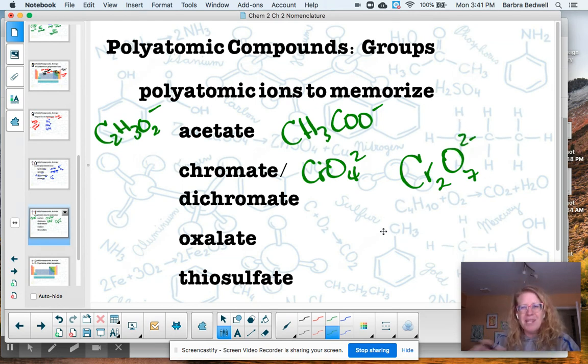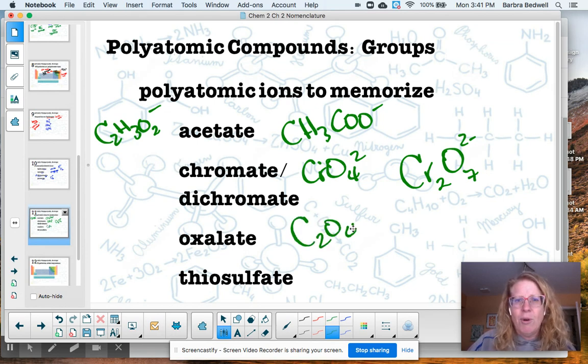So again, it's almost like a double chromate. For me, that one's not too hard to remember. Oxalate's another one of these ones that's a serious pain in the butt. C2O4 2-. It is 2 carbons, 4 oxygens bonded together with an overall 2- charge.